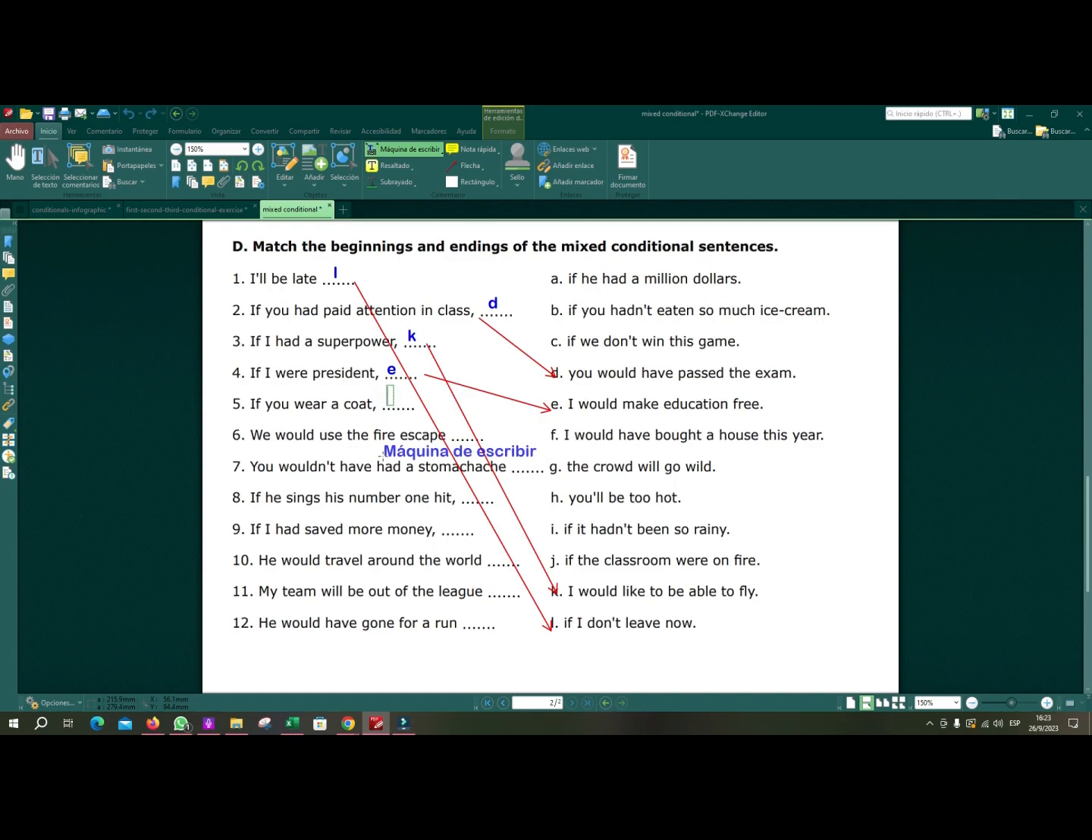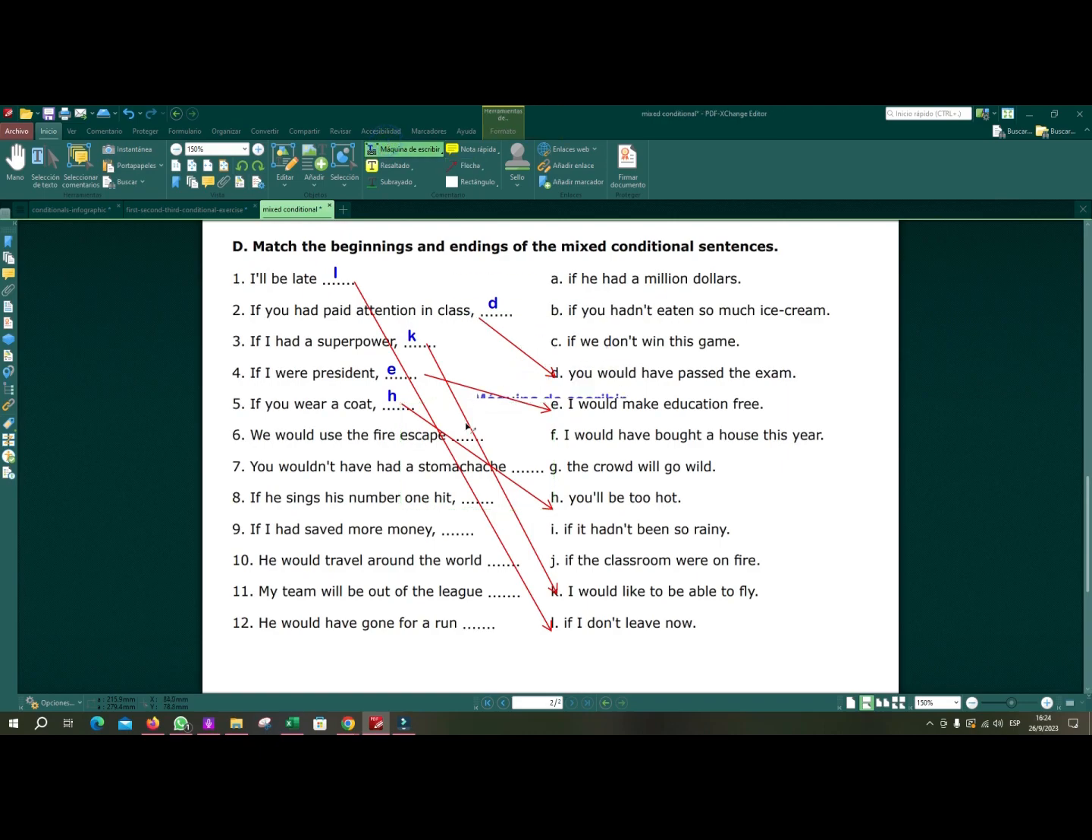That would be number 5. If you were a cat, Mr. Mario, which would be the other part? E? Oh, we have already E here. So if you were a cat, you would be too hot. Remember, that will be letter H, Mr. Mario. So here you have the answer. That will be letter H. If you were a cat, you would be too hot. Okay?